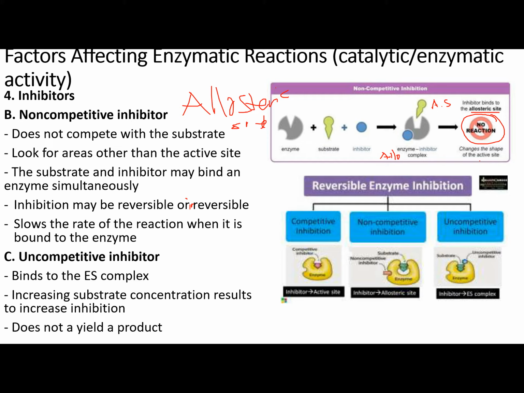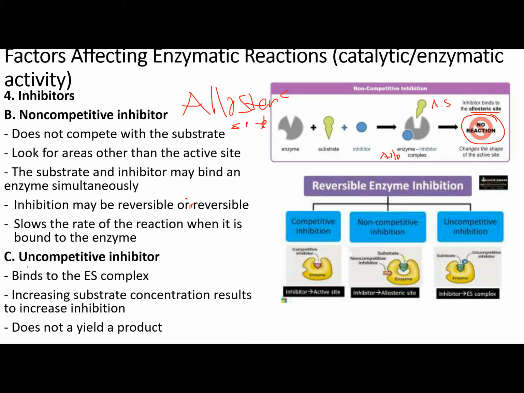So ulitin ko klasa, in this type of inhibition, the inhibitor attaches to another site aside from the active site. And because of that, there would be a change in the shape of the enzyme, causing the substrate to not be compatible, and there would be no reaction.